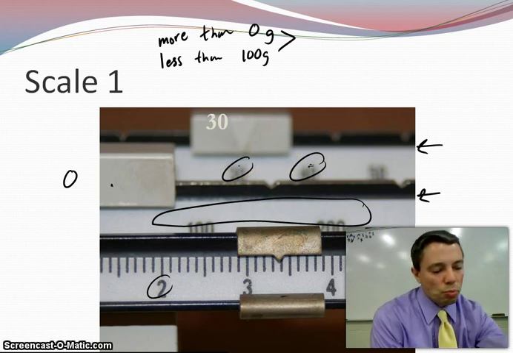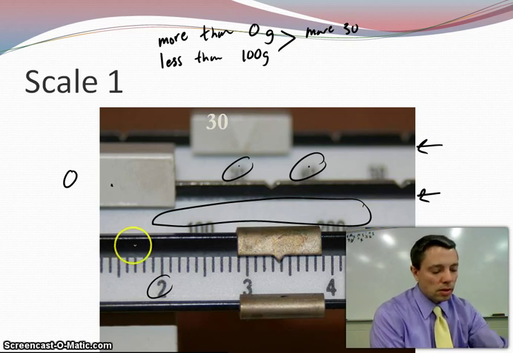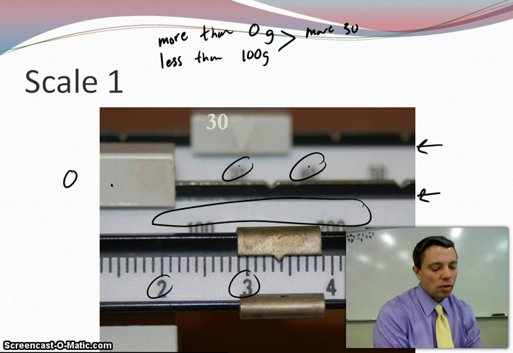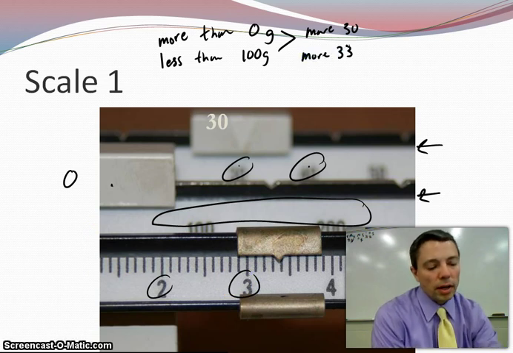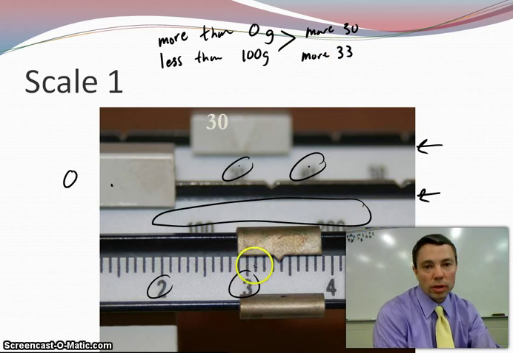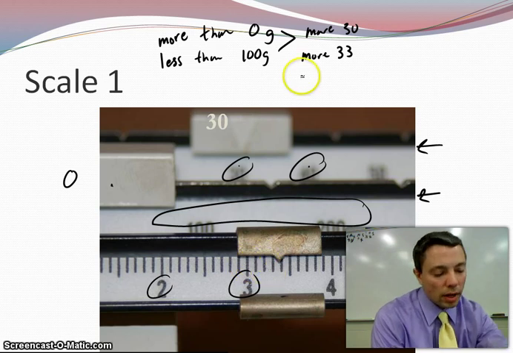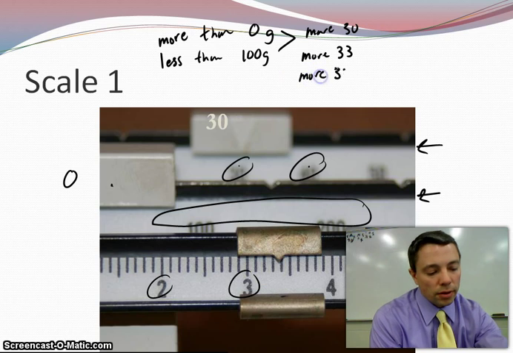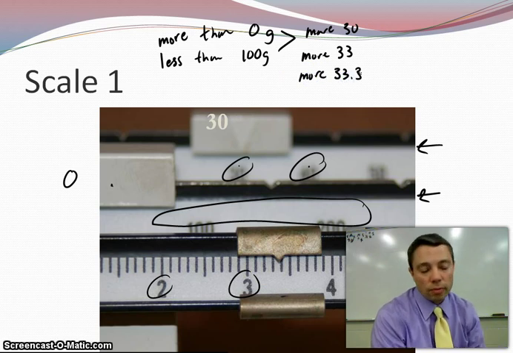So I know that I'm more than 30, less than 40. Then I look at this slider right here, and this slider slid over, and I should see that there's a 3 here, so I'm more than 33 right now, but I'm less than, say, 34. Then I have another line that shows me another division. This division shows me tenths. So I'm now 1/10, 2/10, 3/10. I'm more than 33.3, but I'm less than 33.4.